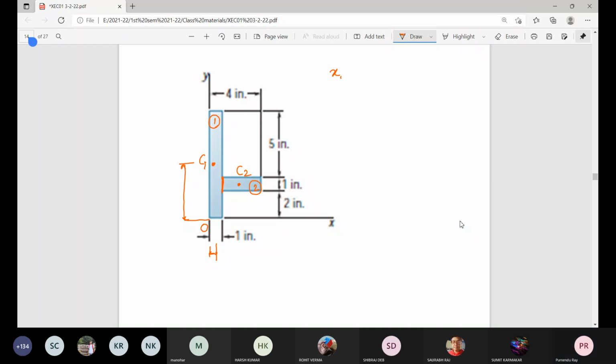Similarly, if it is x2 and y2, then what about the value of x2? X2 is 1 plus 3/2, and y2 is 2 plus half of that width, 1 divided by 2. Simplification you do later.